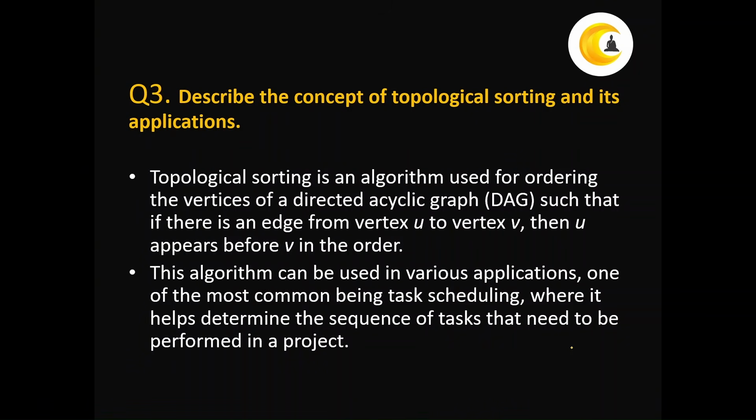Okay. Next, describe the concept of topological sorting and its application. Now, what is topological sorting? It is basically an algorithm used for a directed acyclic graph, called a DAG. Okay, how do you use it? It is used for ordering the DAG's vertices. How will you order them? Such that if there is an edge from vertex U to vertex V, then U appears before V in the order. Okay, so if there's an edge from A to B, then A occurs before B. Just ordering those vertices is called topological sorting.